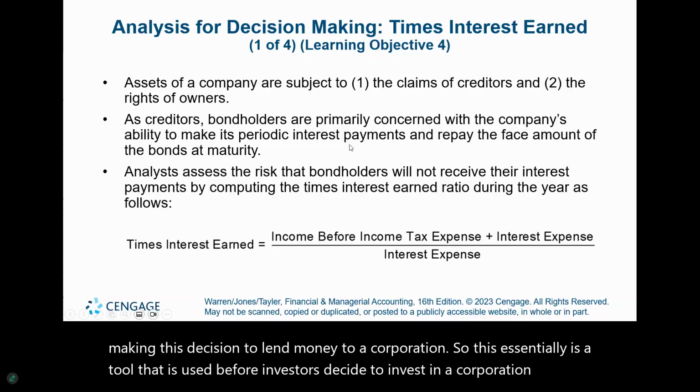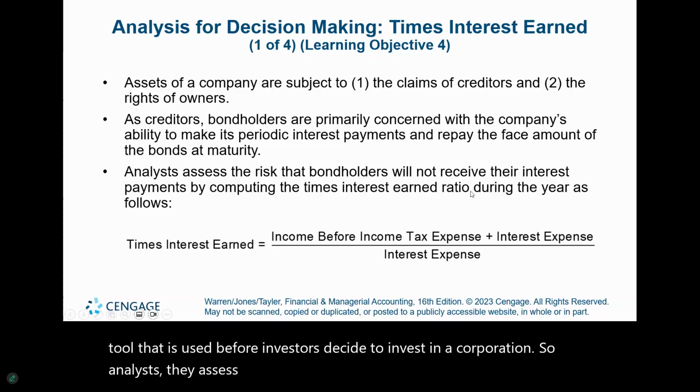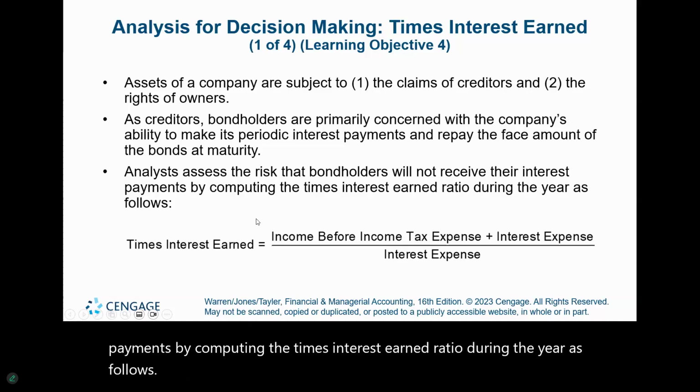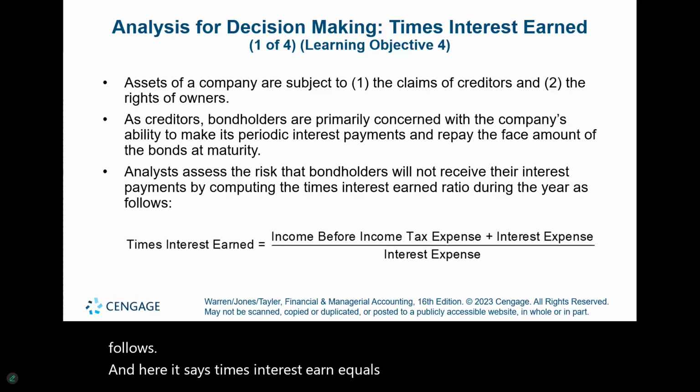Analysts assess the risk that bondholders will not receive their interest payments by computing the times interest earned ratio during the year as follows. Times interest earned equals income before income tax expense plus interest expense, divided by interest expense.